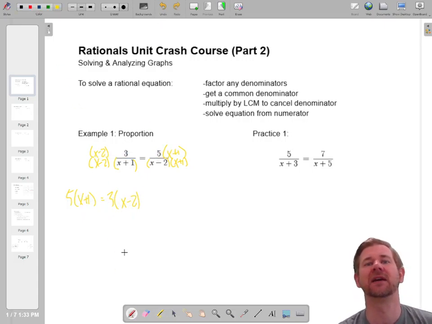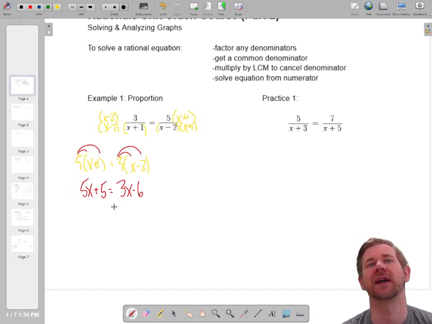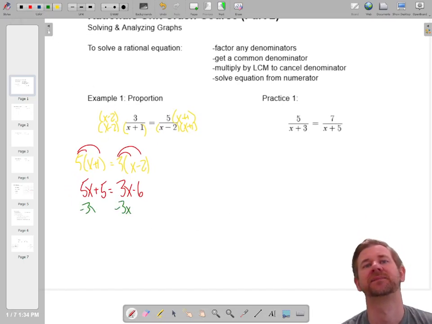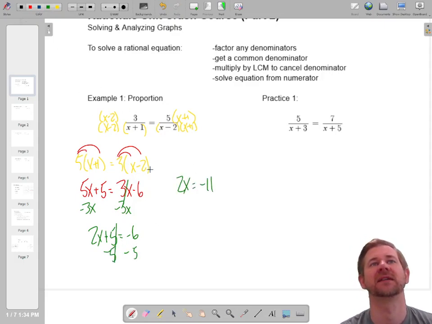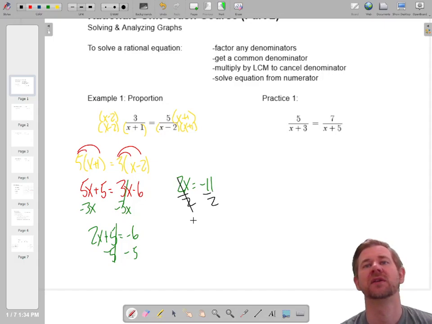But once you get to here, you just have to distribute: 5x plus 5. On the right side, I have 3x minus 6. And now it's a multi-step equation. Get all your x's on one side. I always move the smaller amount. 3 is smaller than 5. Get everything else on the other side, so subtract 5. 2x equals negative 11. And then lastly, you divide by 2. So the answer is negative 11 over 2.